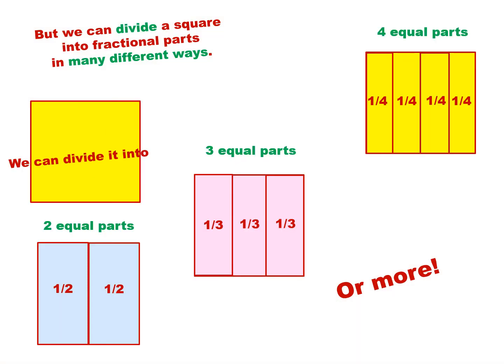But we also know that we can divide a square, or anything else really, into fractional parts in many different ways. We can look at this square and realize that we can divide it into 2 equal parts, or 1/2, 3 equal parts, or 1/3, or 4 equal parts, or 1/4, and of course many other ways.